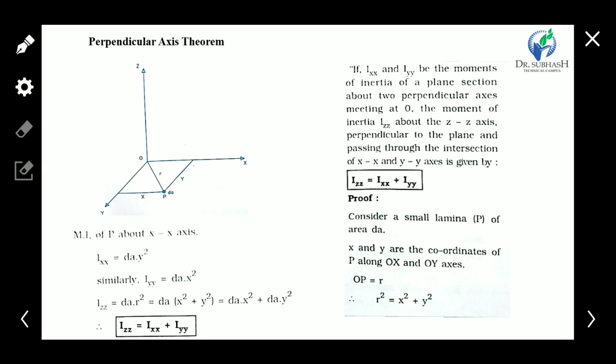Now see the perpendicular axis theorem. The first one is the parallel axis theorem. We find the moment of inertia about a reference axis which is parallel to the x-x axis or y-y axis passing through the CG. But if the reference axis is perpendicular to the x-x or y-y axis passing through the CG, then the perpendicular axis theorem is applied to find the moment of inertia of a given area or given body.